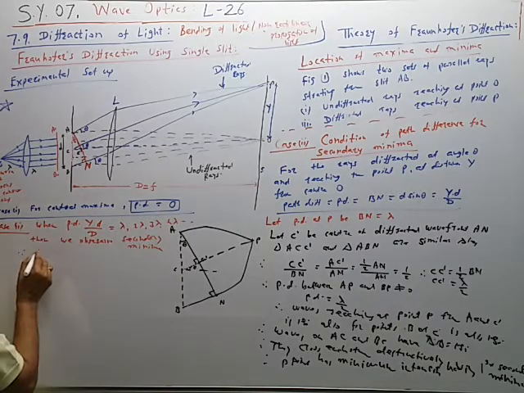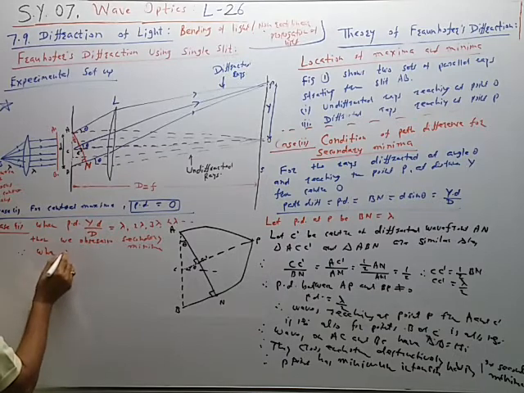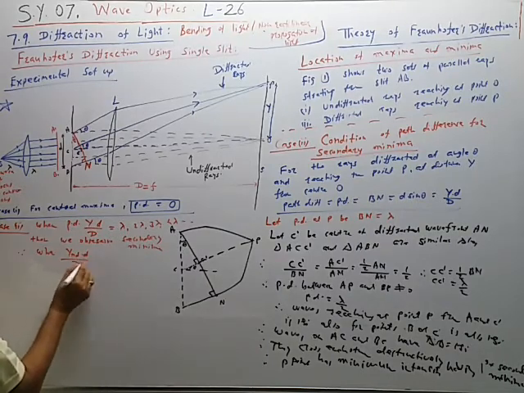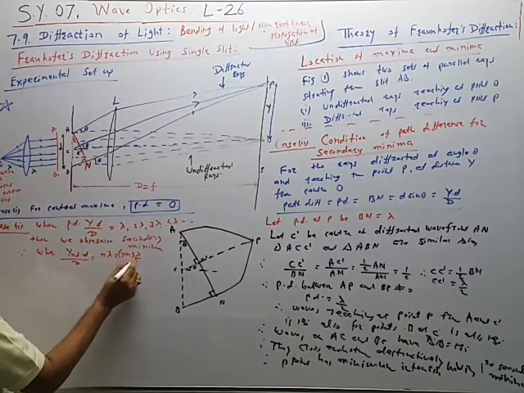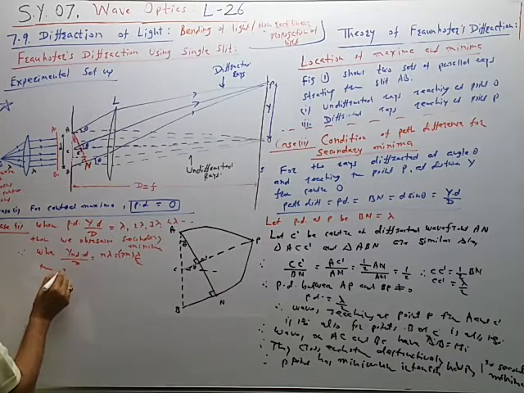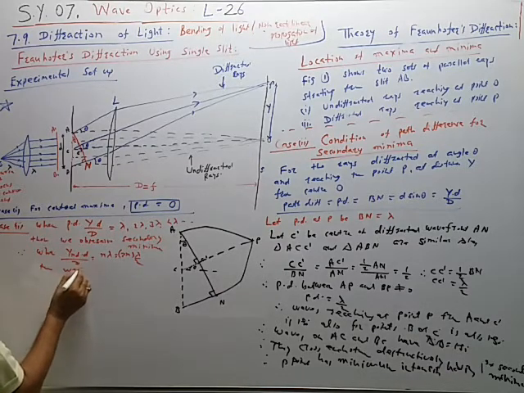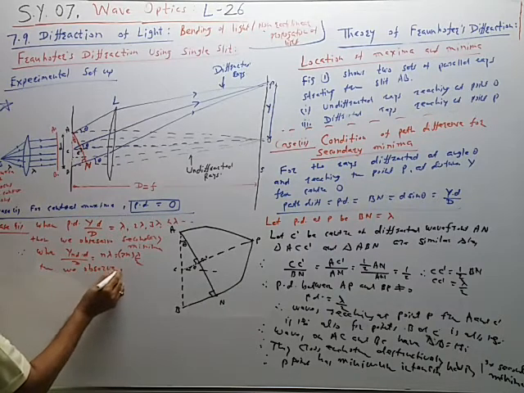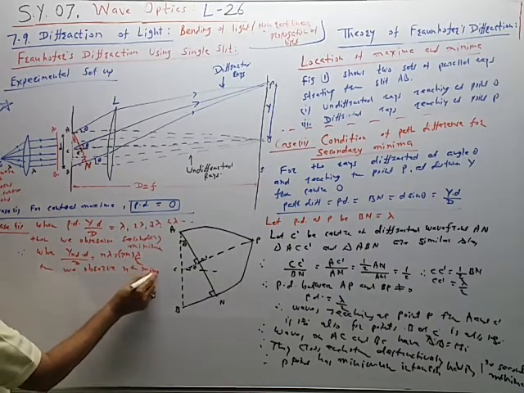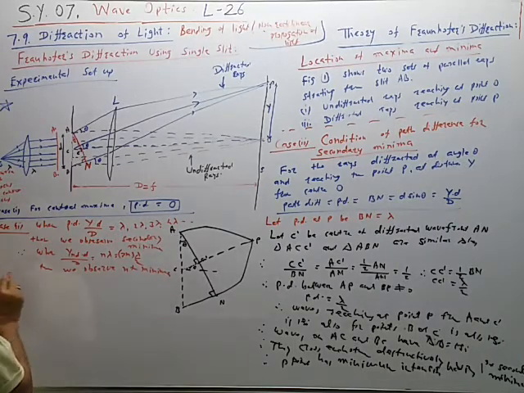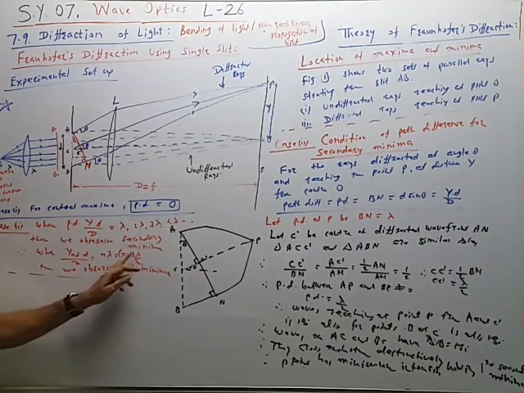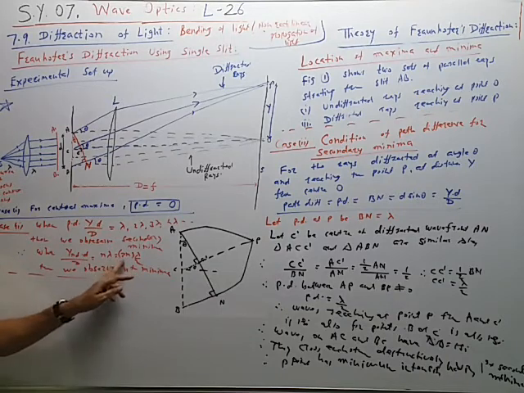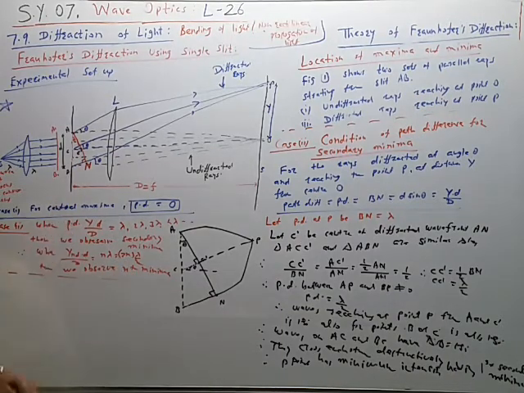And then when y n d upon D is equal to n lambda, or even multiple of lambda by 2, then we observe the nth minima. And this is the path difference condition for the nth minima. The condition for the central maximum is path difference equal to 0, path difference equal to even multiple of lambda by 2. In interference this condition was for the bright band, here we got it for the dark band.